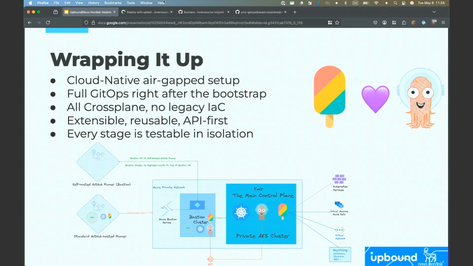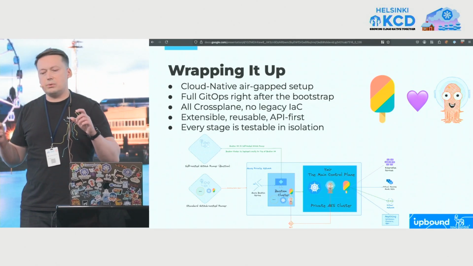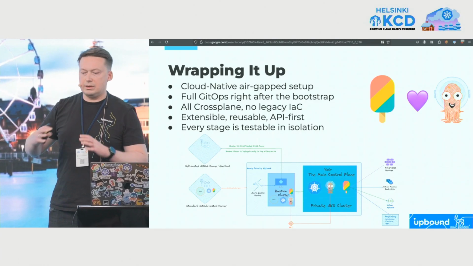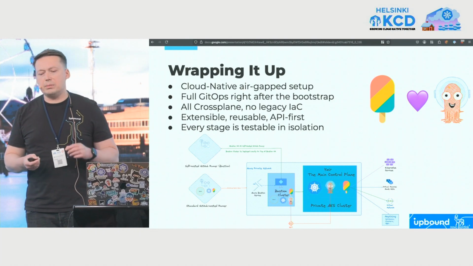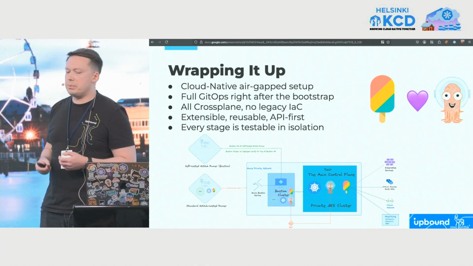So the actual platform consumers have a minimalistic cognitive load, and we don't have to fall back to some form of legacy infrastructure as code. Everything is extensible, reusable, and GitOps compliant. Last but not least, a very important part: every stage in the story is actually testable in isolation, right? There are a lot of moving parts, it's a long process to bootstrap and deploy to the final environment, but every stage is testable in isolation, and the Crossplane compositions are also reusable.